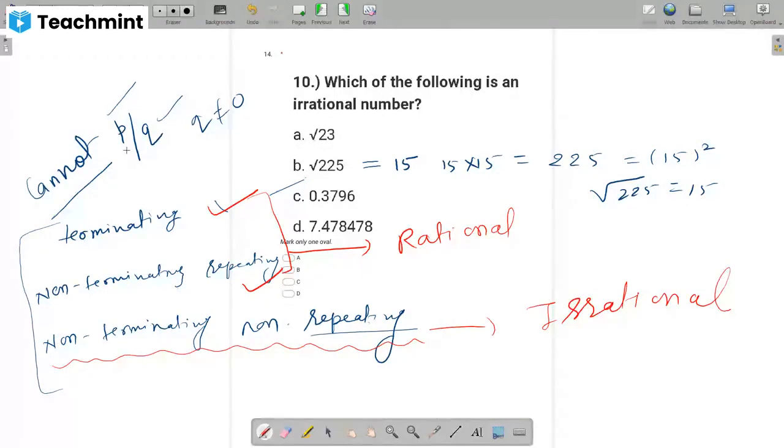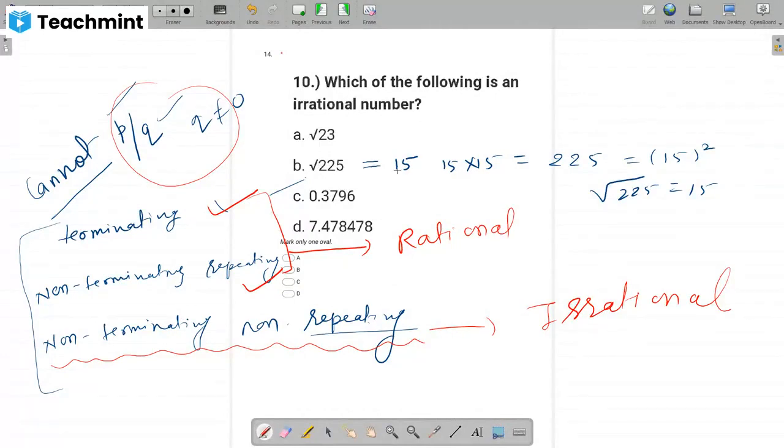So the first way we can check is if the number is in the form of p by q, then it is rational, otherwise it is irrational. And another way is by looking at the decimal expansion. If the decimal expansion of a number is non-terminating and non-repeating, then the number is irrational.